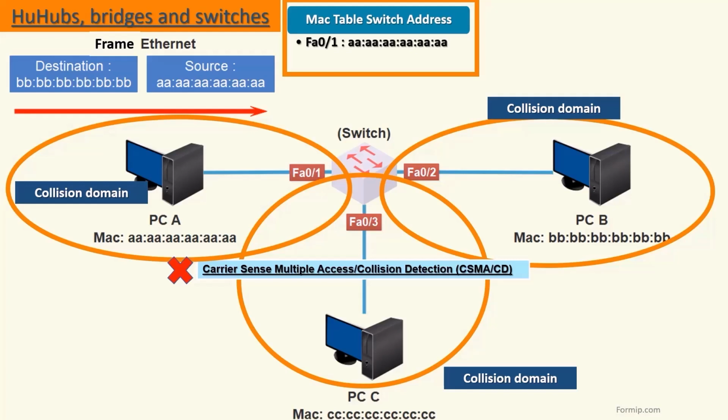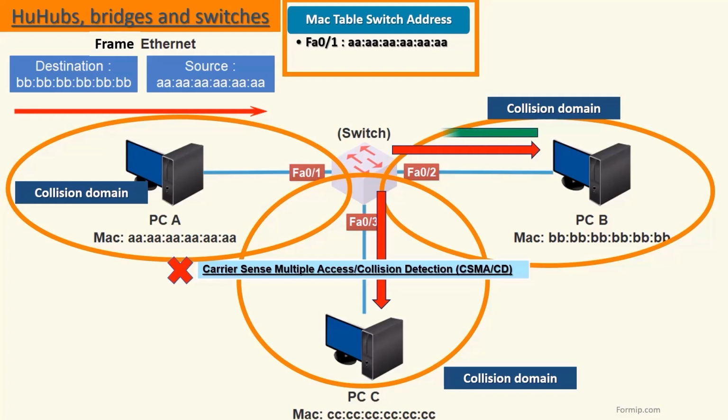As you can see, our switch currently has no information on the location of PCB. To find out which port PCB is on, it will flood the Ethernet frame. That is, it sends the frame to all its ports except the one where the frame comes from. PCB and PCC will therefore receive this Ethernet frame. Upon receipt of this frame, PCB sees its own MAC address in the destination field. So it deduces that this frame is intended for it. As for PCC, as it is not concerned, it will drop this frame.